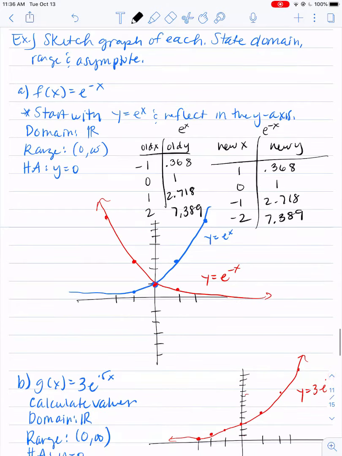So I went ahead and graphed those. And then we see that our domain is still going to be the real numbers. Our range, we can see, is between 0 and infinity. And our horizontal asymptote is y = 0.